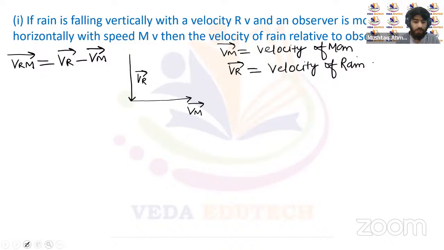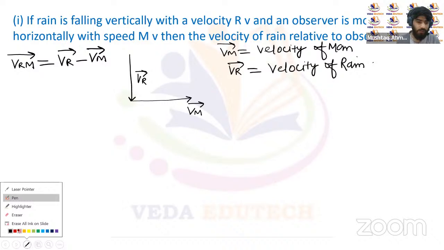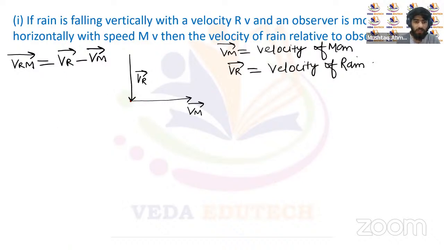So the velocity of rain is in the downward direction. We can write the VR vector in vector form as minus VR j cap. Minus Vm: if this is Vm, then minus Vm will be in this direction.